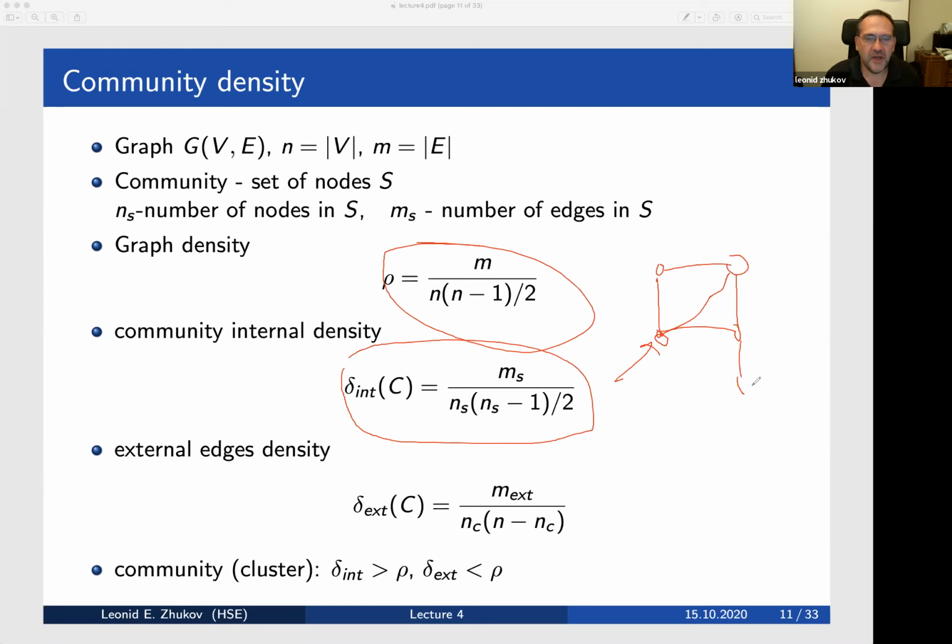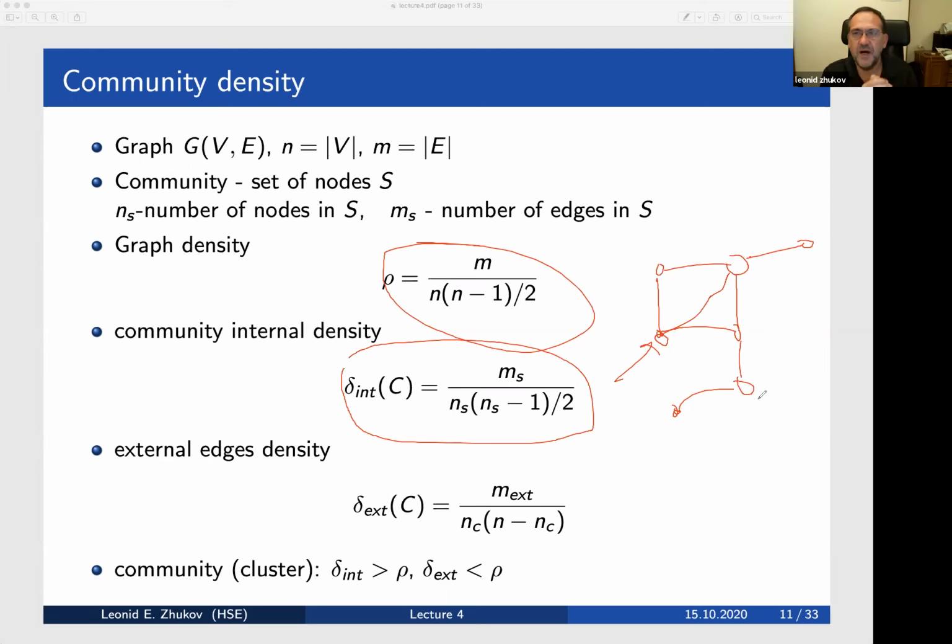And then you can say, okay, this community is connected to the graph, so we can also calculate the external density of the graph itself. And then we'll say a community, or cluster, exists if the internal density is greater than the average density for the graph, and the external density is less than the average density for the graph, right? So in some sense, what you're saying is, there is some density of edges in the graph, and we're just trying to look for the spots where the density of the edges is higher.